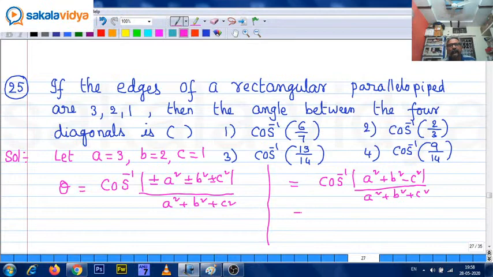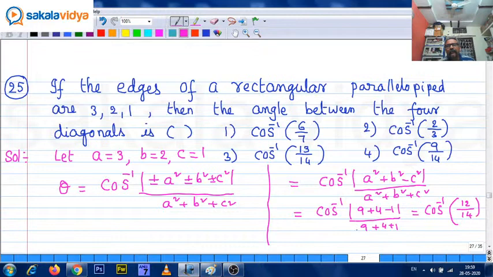Substitute the value. So cos inverse of a square means 9, b square means 4, minus 1, upon 9 plus 4 plus 1. This is cos inverse of 12 by 14. This will be cos inverse of 6 by 7. So that means the first option is the right option.